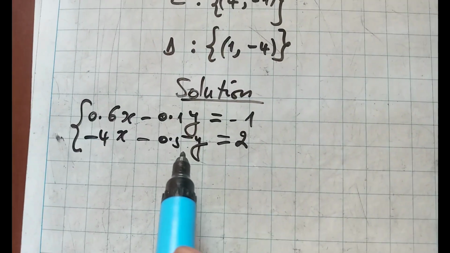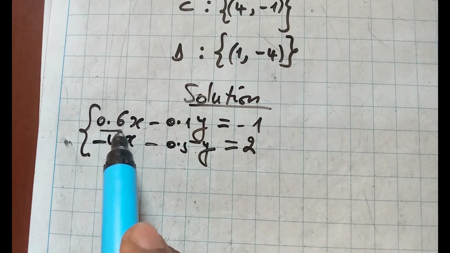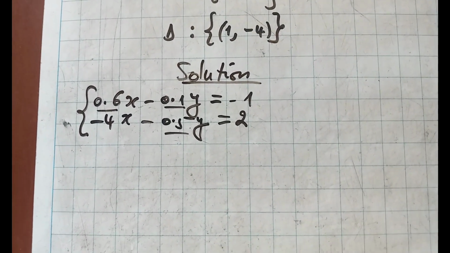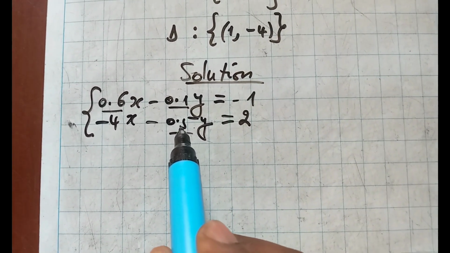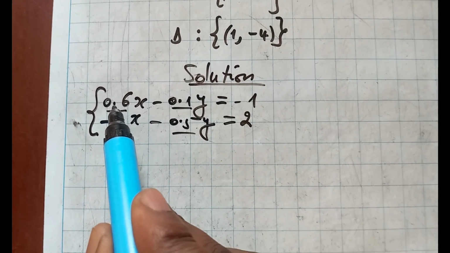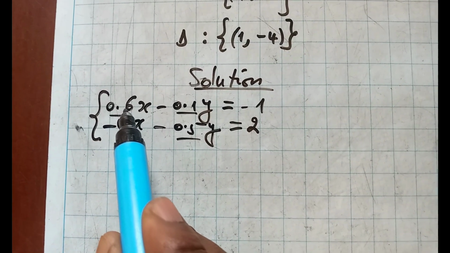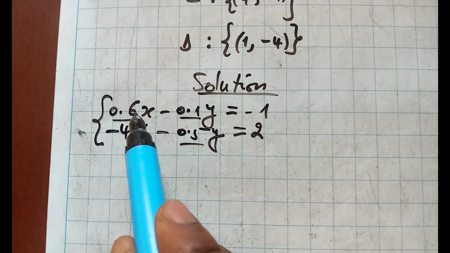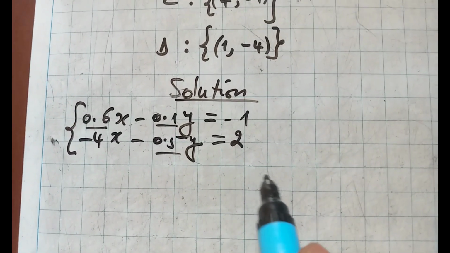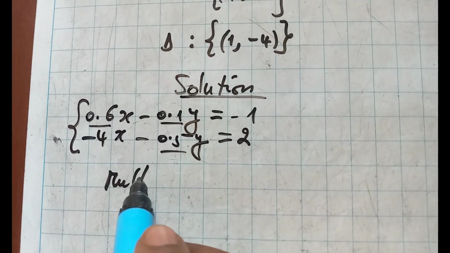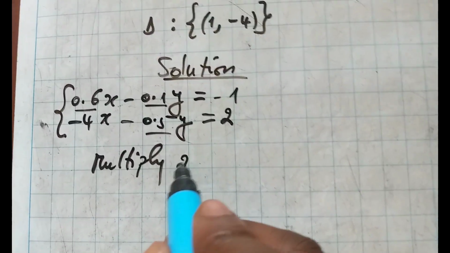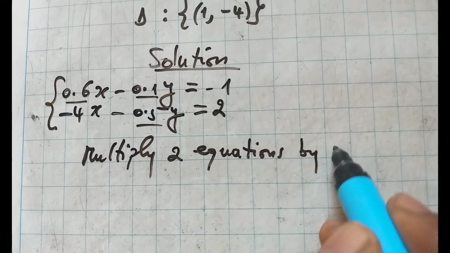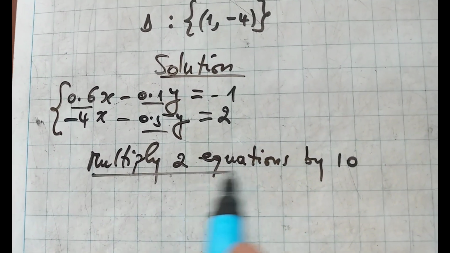So see that we have a decimal number here, another decimal number here, another decimal number here, and there is only one number after the decimal point. It means to remove this decimal point, we need to multiply by 10. This decimal point will move once. We have to multiply both equations by 10. This is the first step.